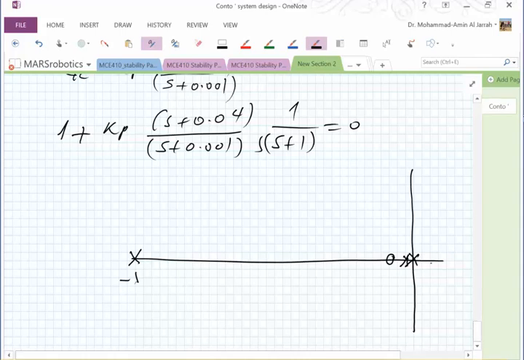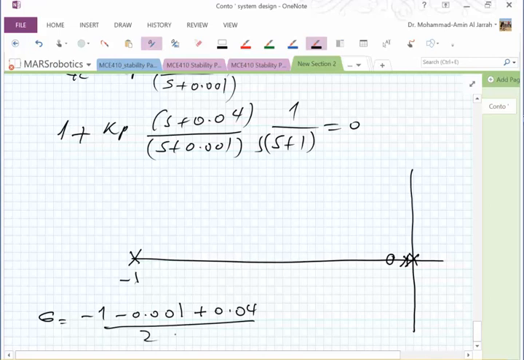Now look, if you want to get the asymptotes, how many asymptotes do we have? Two. 3 poles minus 1 zero, so the number of asymptotes is 2. What is the location of the asymptote? Sigma equals -1 minus 0.001 plus 0.04 over 2, so it is like that situation over there. This is equal to -0.48. So I am making the asymptotes very close. These are my asymptotes, at -0.48.